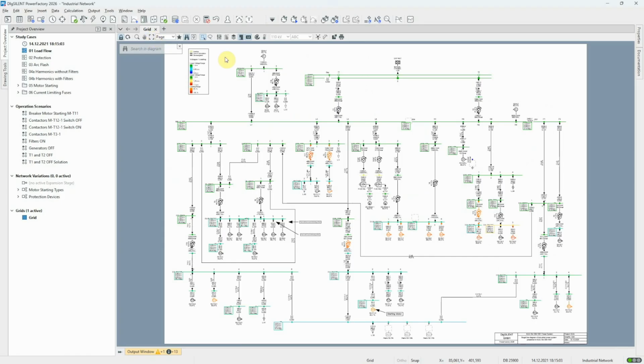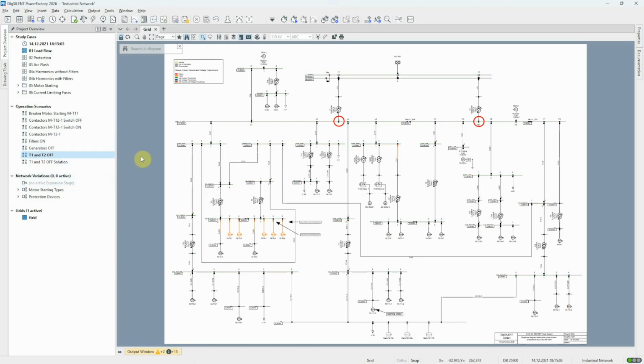As the LV network contains two generators, it would be interesting to see whether the load in the network can be supported if the external grid is not available. In this operation scenario, T1 and T2 off, these two transformers are switched off at the LV side, so there will be no supply from the external grid. We'll activate this scenario and run the load flow calculation again.